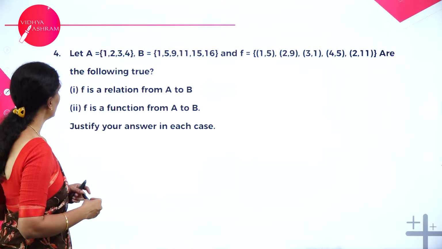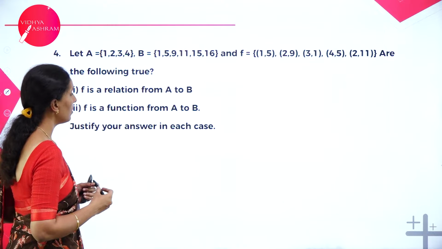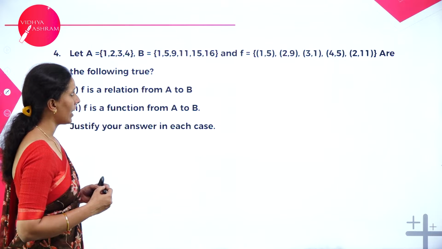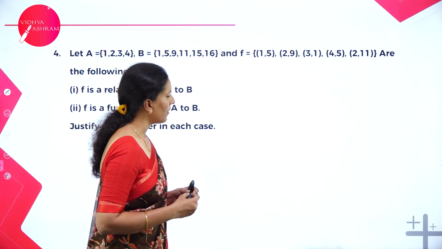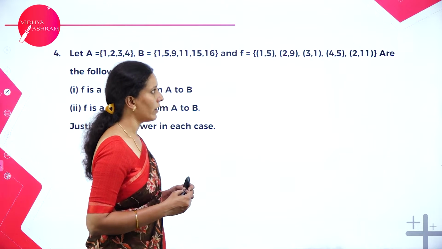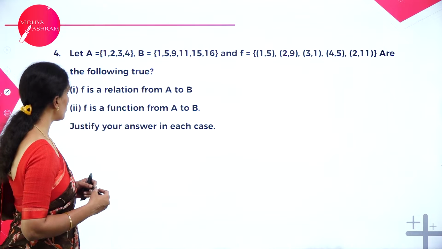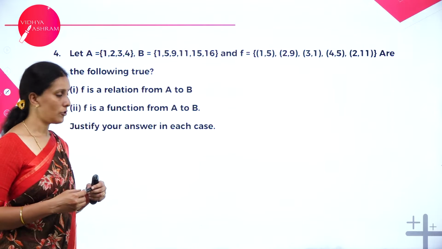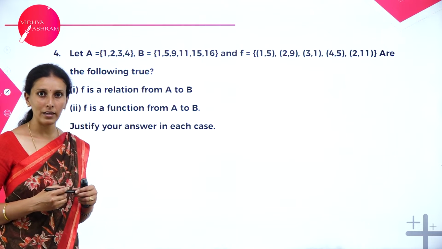Next we have here set A contains 4 elements, 1, 2, 3, 4. Set B is 1, 5, 9, 11, 15, 16, and f is given as (1, 5), (2, 9), (3, 1), (4, 5), (2, 11). Are the following true? f is a relation from A to B. f is a function from A to B. Justify your answer in each case.